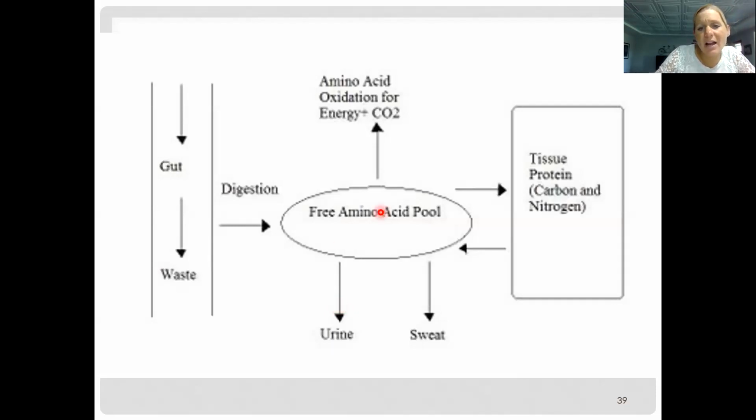Okay, so here this kind of shows you how dynamic this is. So again, here you can see the gut, so digestion, I'm getting new amino acids. That's really the only place I can get them from. So then they will enter into this amino acid pool. I can use some in the form of energy. I will lose some in the form of urine and sweat. Again, I can use them to build within the tissue. I could also pull them from the tissue if I needed to, from our muscles, for example, to refill this amino acid pool if I'm not consuming the appropriate ones in appropriate quantities.